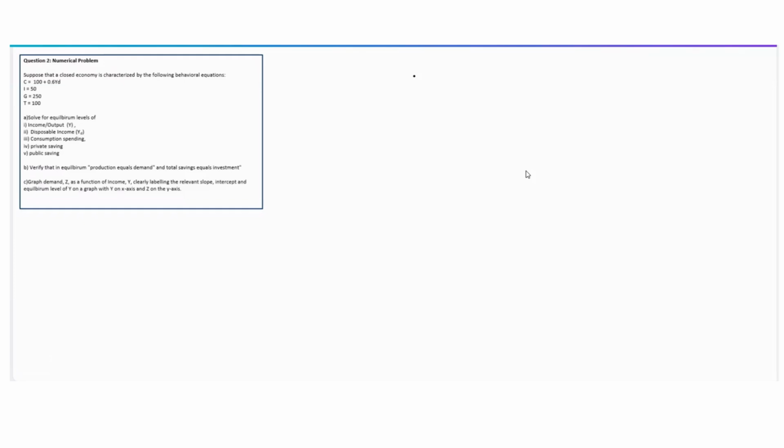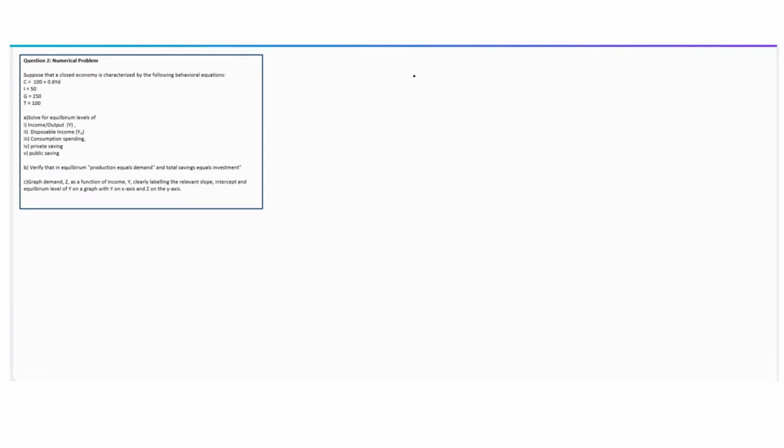We were looking at this numerical problem from the goods market model. In part A, we determined the equilibrium values. In part B, we verified the goods market equilibrium condition. And in part C, now you want to graphically depict the goods market equilibrium.